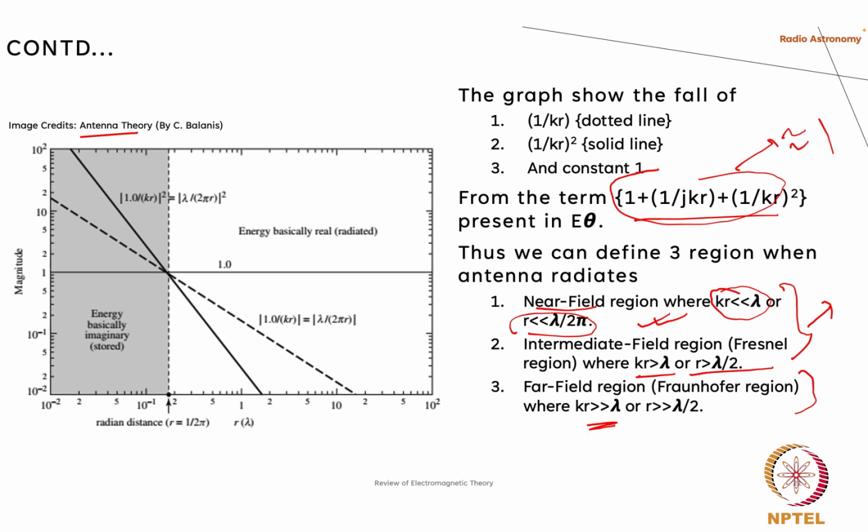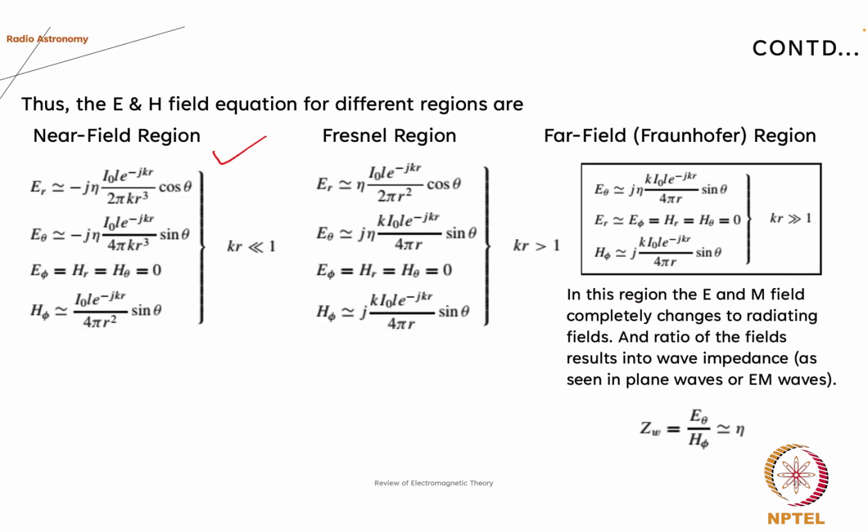To summarize, we have the near field region where kr is much less than 1. Why kr? Because k is equal to 2 pi by lambda, so you remember this, that's why this relation is coming. Very much less than 1, then it will come under the near field region. If it is greater than 1, then it is the Fresnel region, and if it's much greater than 1, then it will come under the Fraunhofer region, where the antenna will start radiating and there will be no radial dependency.